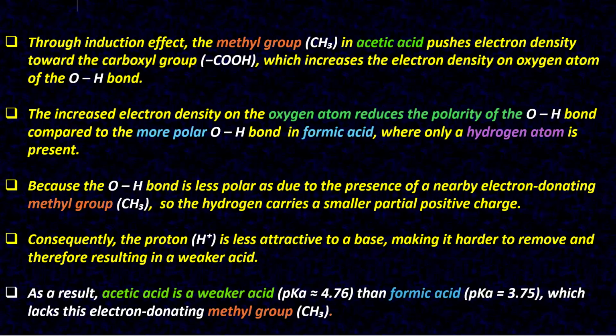Consequently, the proton H plus is less attractive to a base, making it harder to remove and therefore resulting in a weaker acid. As a result, acetic acid is a weaker acid, whose pKa value is 4.76, than formic acid, pKa value approximately 3.75, which lacks the electron donating methyl group.